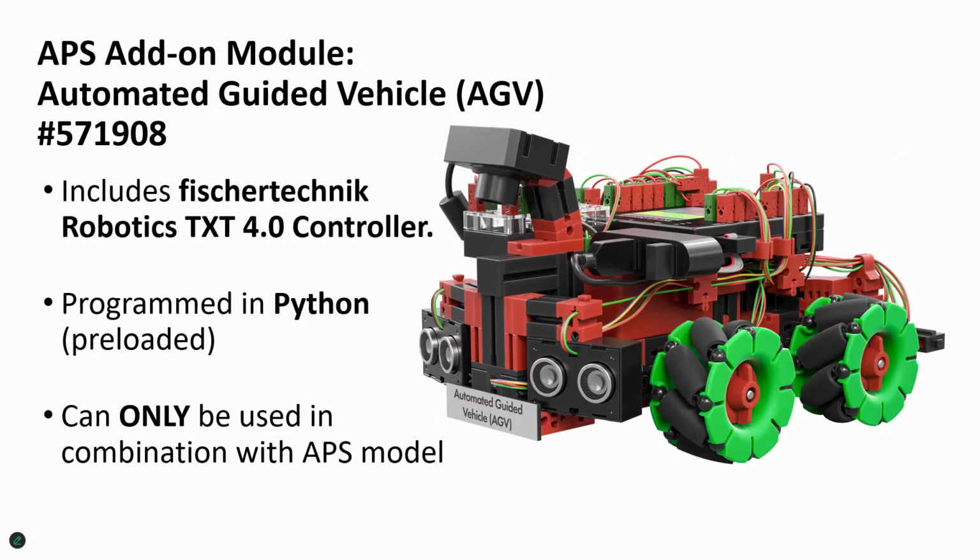The model ships with a pre-programmed Fisher-Technic Robotics TXT 4.0 controller, and as with the version included in the APS, again, the programming is in Python. This can, of course, only be used in combination with the APS model, and again, is not intended for freestanding use. Just for reference, the dimensions of this model are approximately 10 by 7 by 5.5 inches, and it has a weight of about 3.15 pounds.